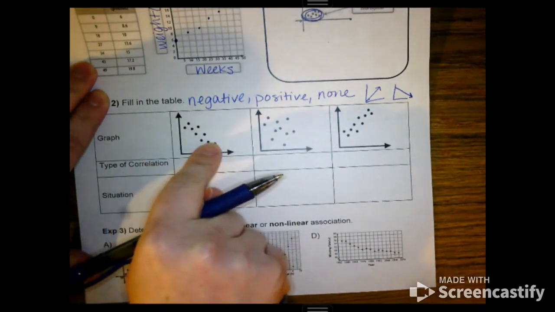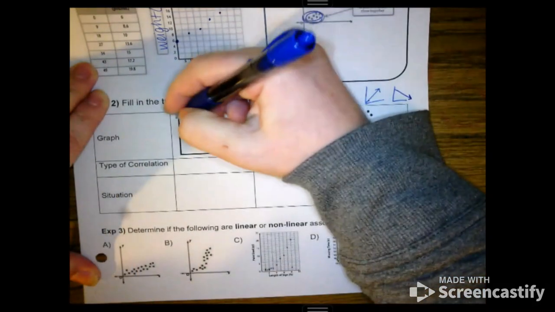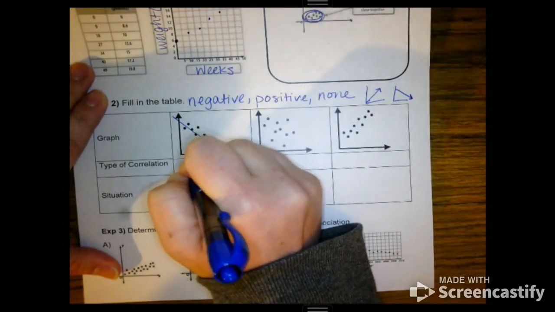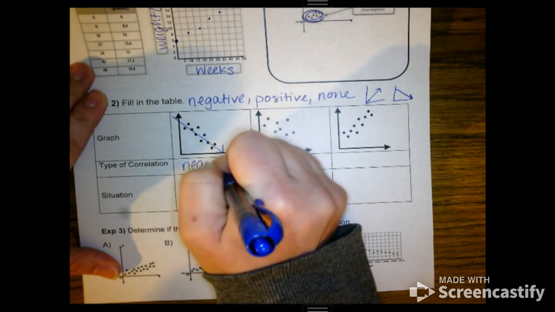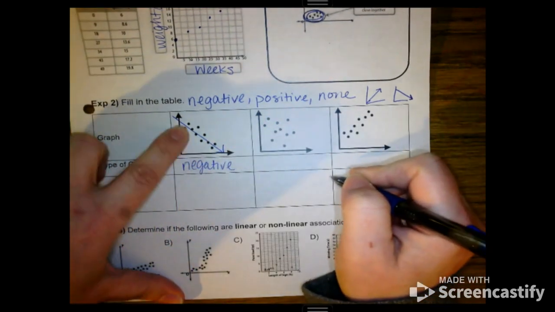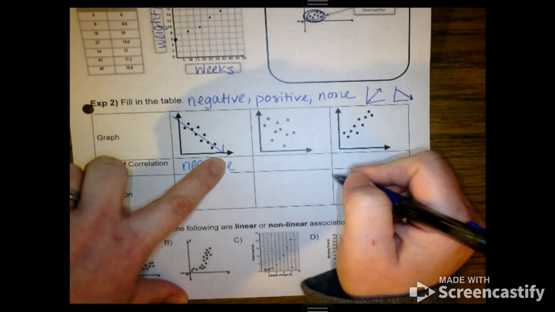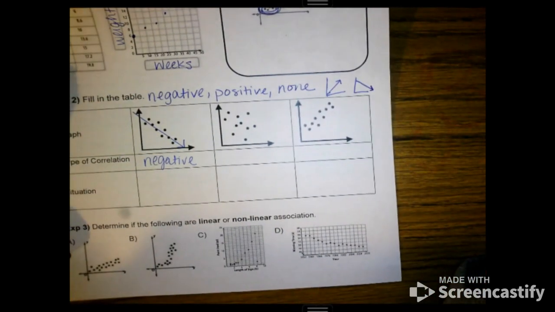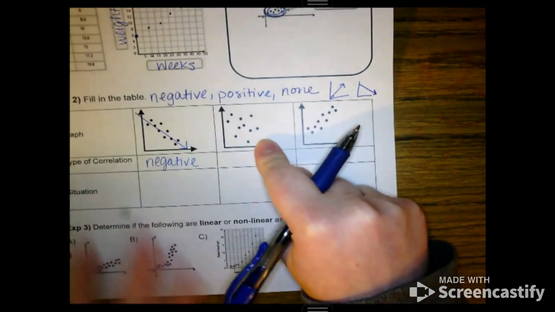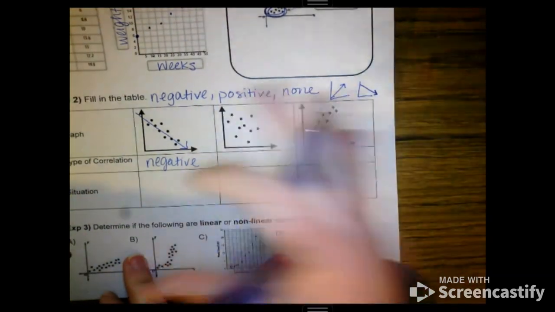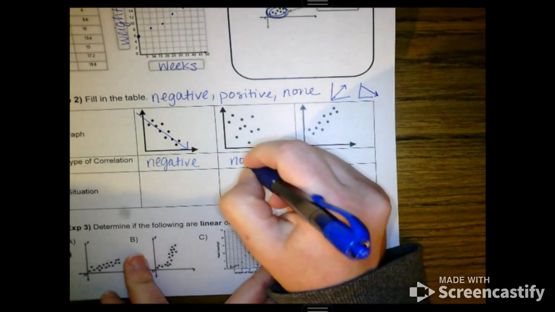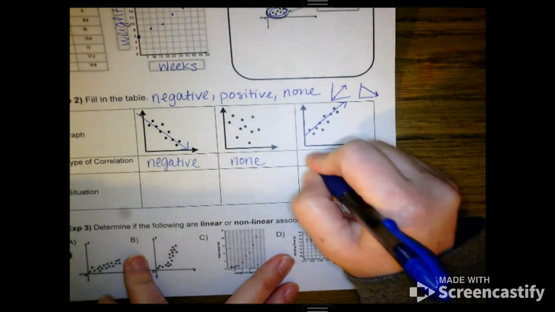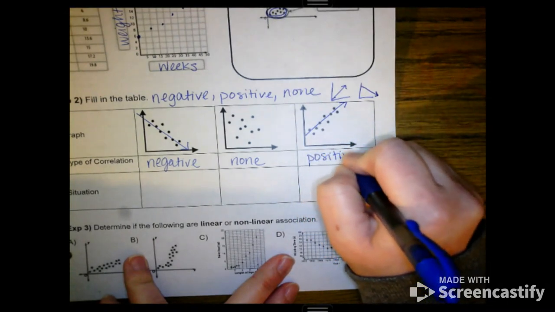So looking right here, what is my data doing? Okay, so this one's negative because it's going down, right? Now, is that a linear set of data? It is, because most of it is forming a line, right? Okay, this one would be done. It is not. It is kind of just everywhere. So it's none. There is no correlation to that data. This is positive. It's trending up.